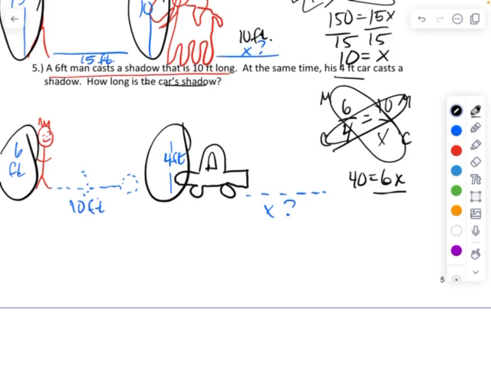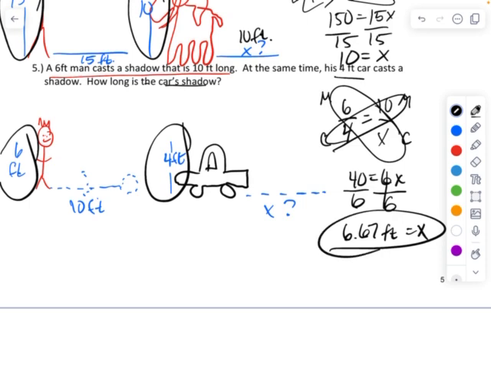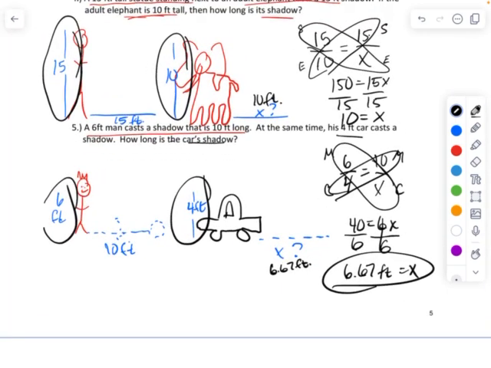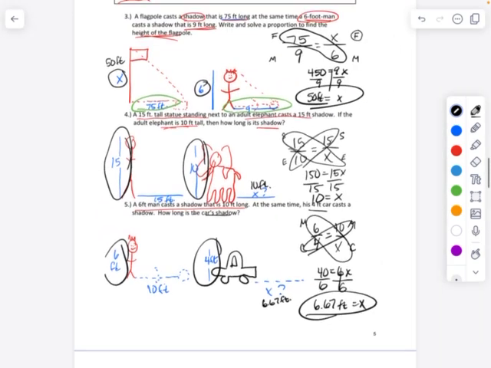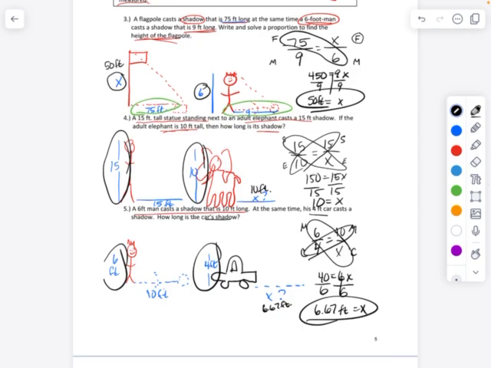4 times 10 is 40 equals 6X. I'll divide by 6, and 40 divided by 6 should get you a decimal. 6.67 feet equals X. So the shadow of the car should be about 6.67 feet long. All right, so that's how we can use similar figures with proportions in order to use indirect measurement.